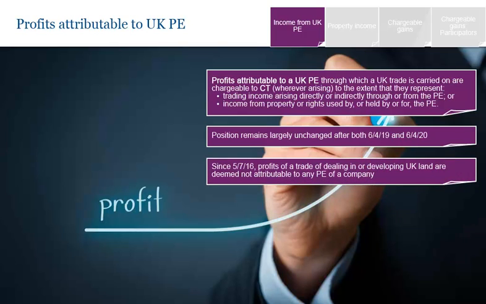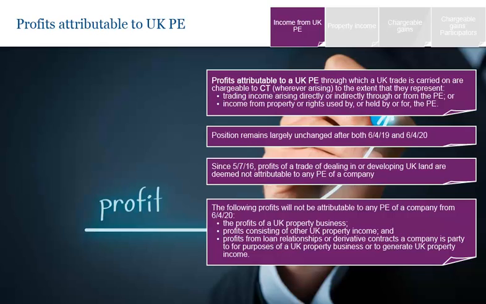For these purposes, the profits of a trade of dealing in or developing UK land have, since 5 July 2016, been deemed not attributable to any PE of a company. This means that they are taxed in priority under the separate rules which apply to such trades. We will come to these rules in due course.